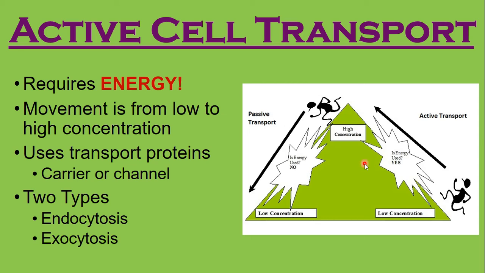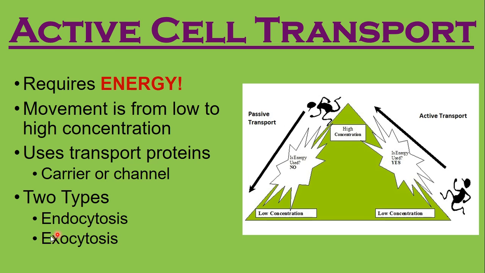Now, let's review. Those were all about passive cell transport, which required no energy. Active cell transport does require energy. It's like running up a hill. You're going to have to use some energy. So you're going to go from a low concentration to high concentration. And we're going to have to use some carrier and channel proteins for this. There's two types that we're going to cover in this video: endocytosis and exocytosis.